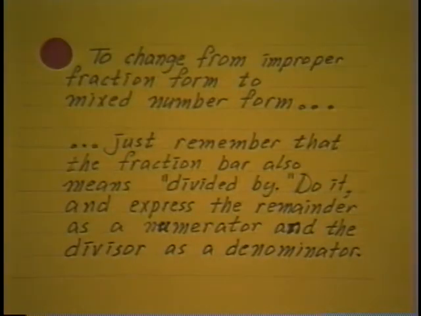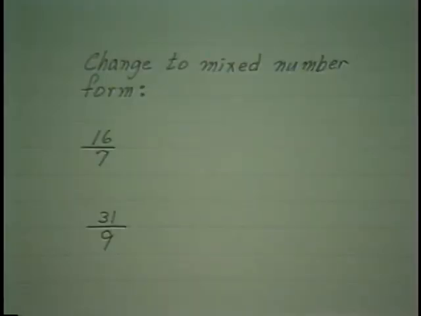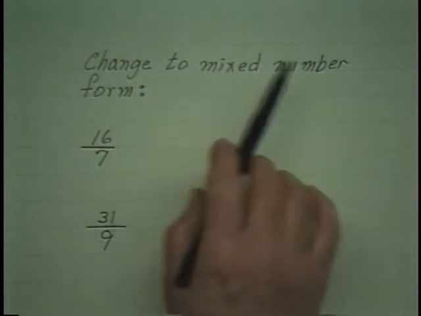Let's restate that more formally for your notes. To change from improper fraction form to mixed number form, just remember that the fraction bar also means divided by. Do it, and express the remainder as a numerator and the divisor as a denominator of a fraction. Let's do a couple more just for quick practice. Here we have 2 numbers expressed in improper fraction form. Let's change them to the mixed number form.